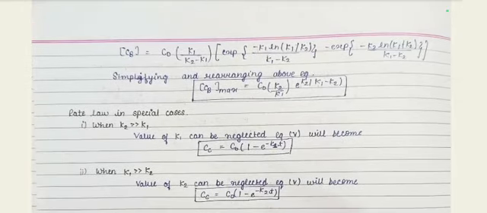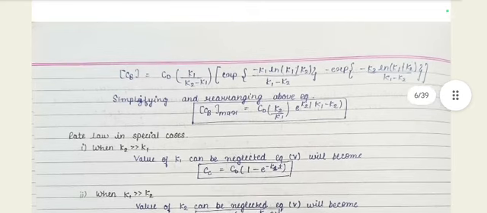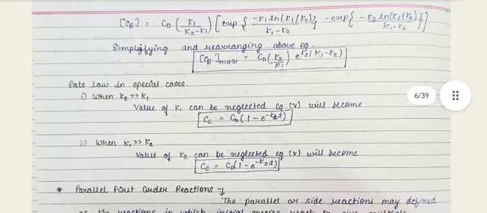CB equals C naught into k1 by k2 minus k1 into exponential minus k1 ln k1 by k2 by k1 minus k2, minus exponential minus k2 ln k1 by k2 by k1 minus k2. Simplifying and rearranging the above equation, CB maximum equals C naught into k2 by k1 raised to power k2 by k1 minus k2.